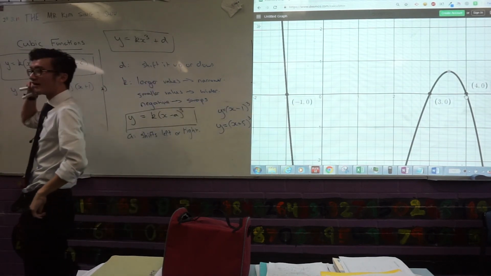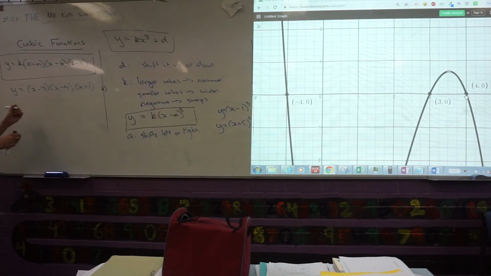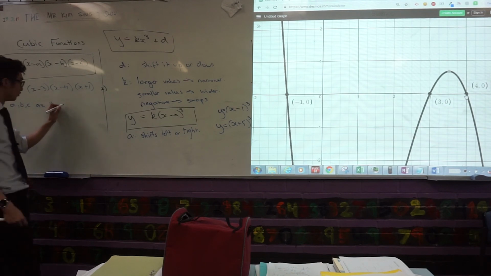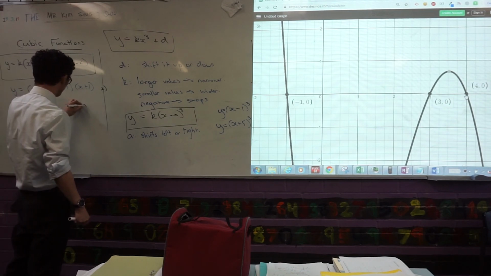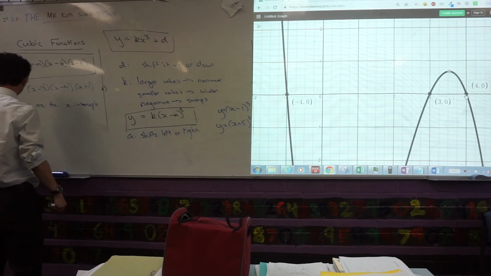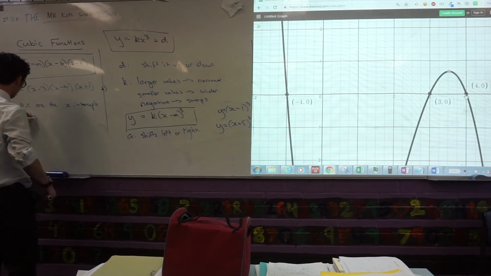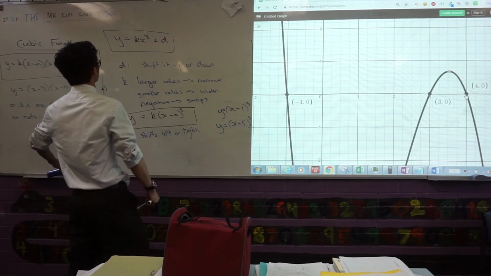So what can we say about A, B, and C here? They are the x-intercepts, yeah. Or we can also call them the roots of our equation. Any questions on that?